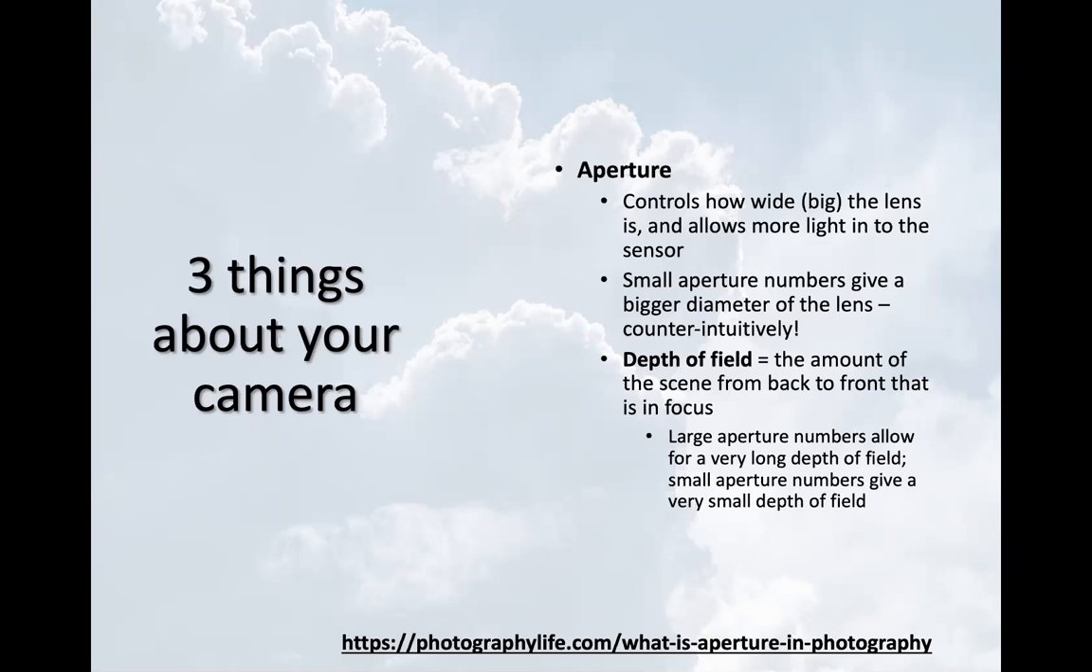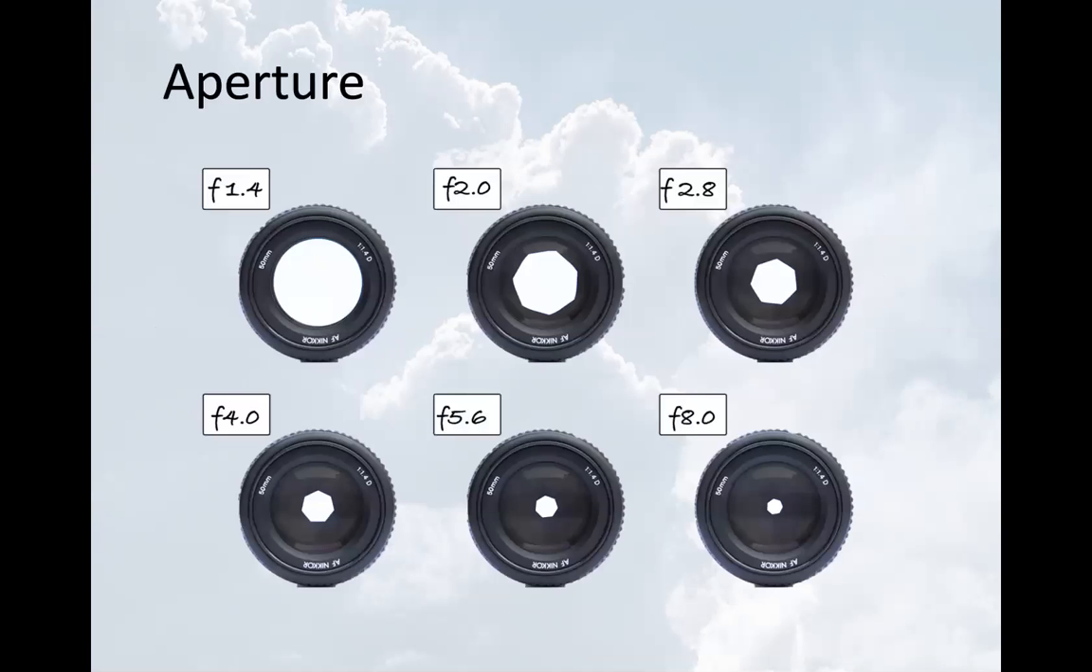Depth of field is impacted by this, and that's the amount of the scene from back to front that is in focus. And large aperture numbers provide a very long depth of field. So you take a photograph with a large aperture number, a very small hole in the lens, you get a lot of the picture in focus. A small aperture number, vice versa, you get a very small depth of field, a very small part of the picture is in focus. So this is what they look like.